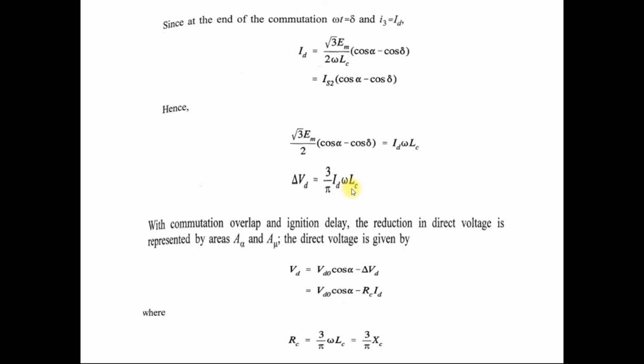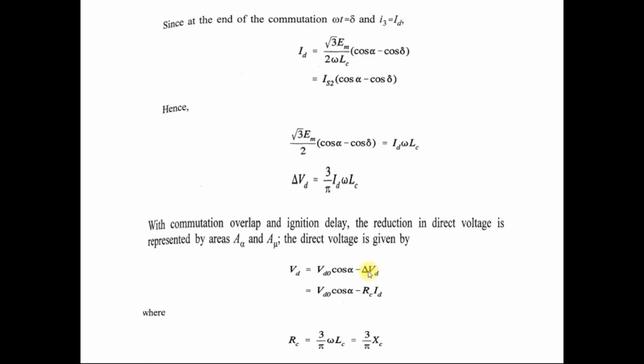So finally, how much voltage do you get at the rectifier side, if you operate the converter as a rectifier? Without commutation, we derived the equation of average direct voltage as Vd0 cos alpha. But with the consideration of commutation, this much voltage is reduced, delta Vd. So subtract this delta Vd from Vd0 cos alpha. So the Vd, that is your final average direct voltage you get at the rectifier end.